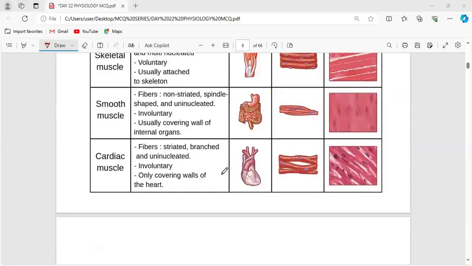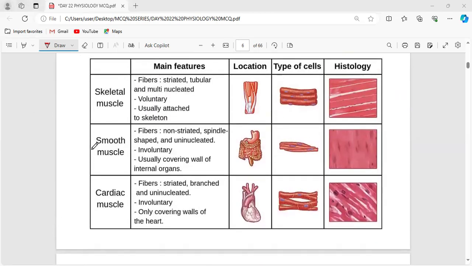Now, what are all the types of muscle? Generally, we have three different types of muscle: skeletal muscle, smooth muscle, and cardiac muscle. So now what are the main features of these muscles? In case of skeletal muscle, you should know that it is striated. First thing you have to remember, it is striated. In case of smooth muscle, it is non-striated.